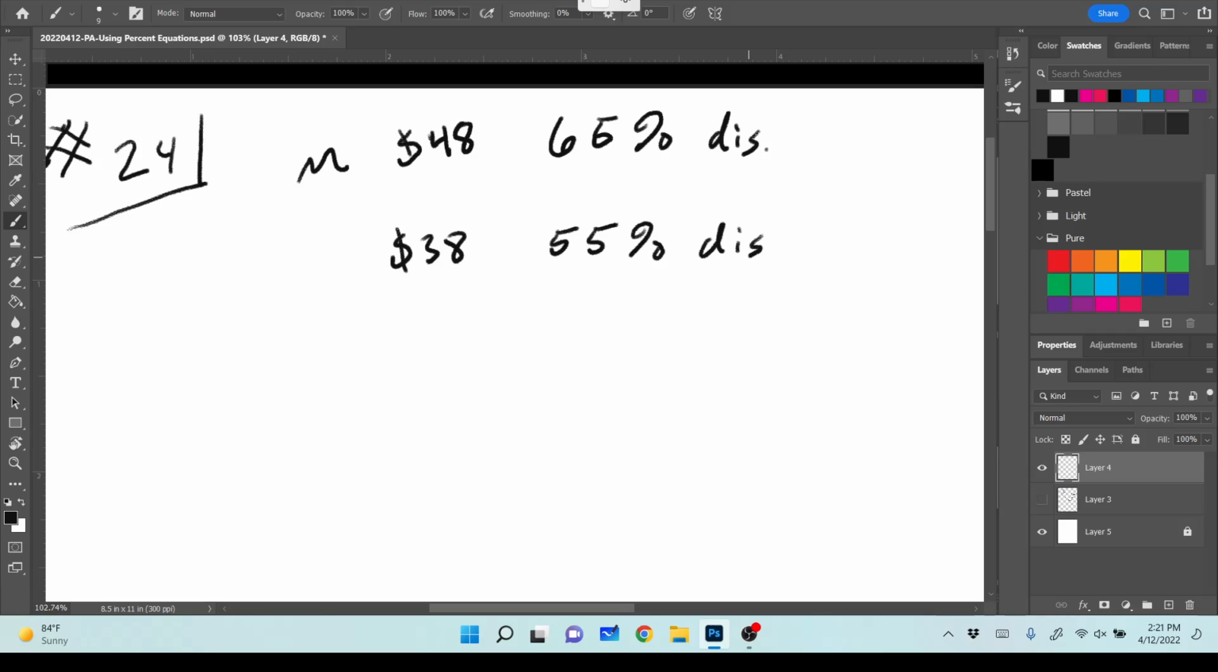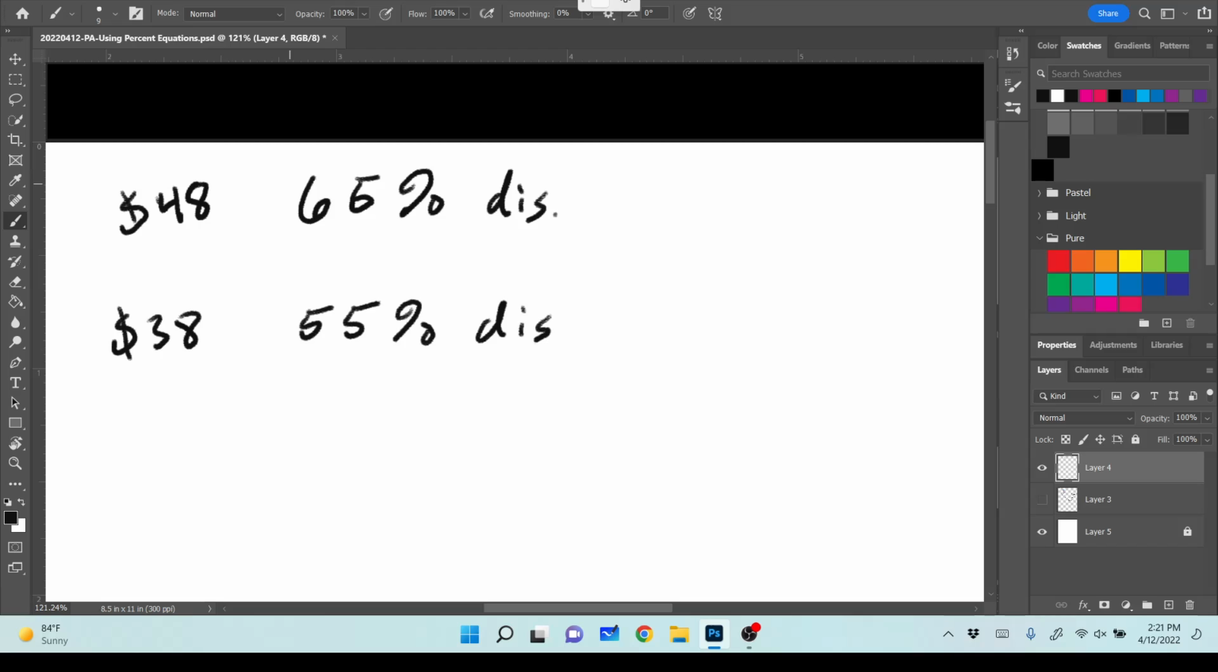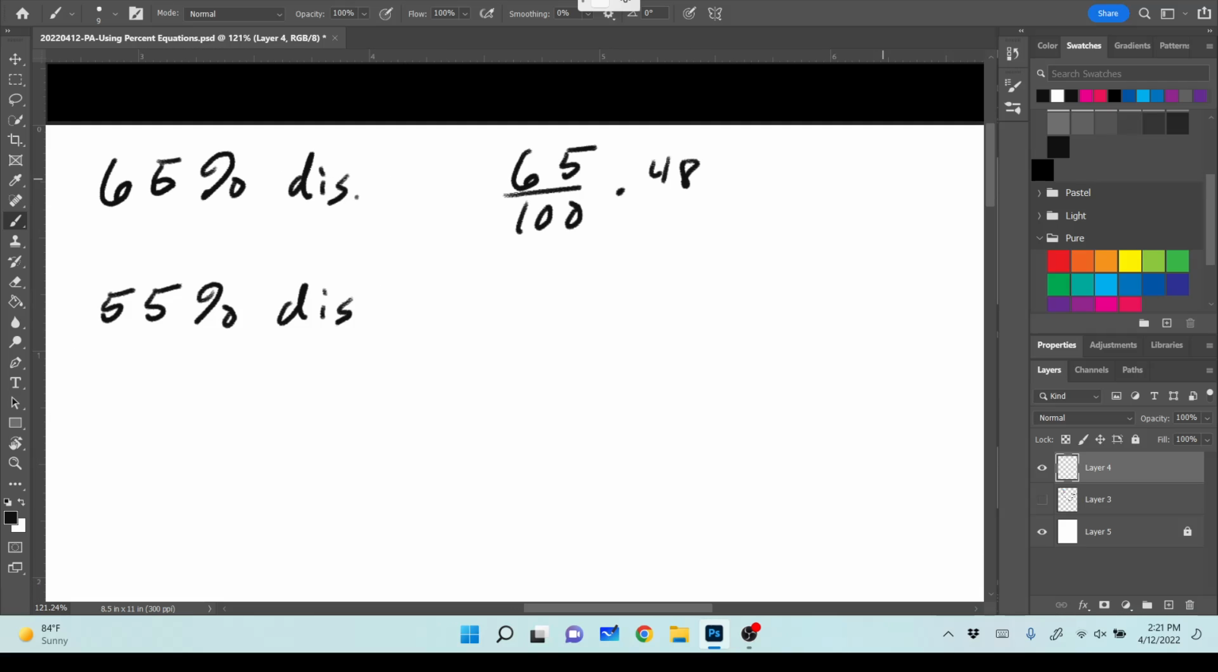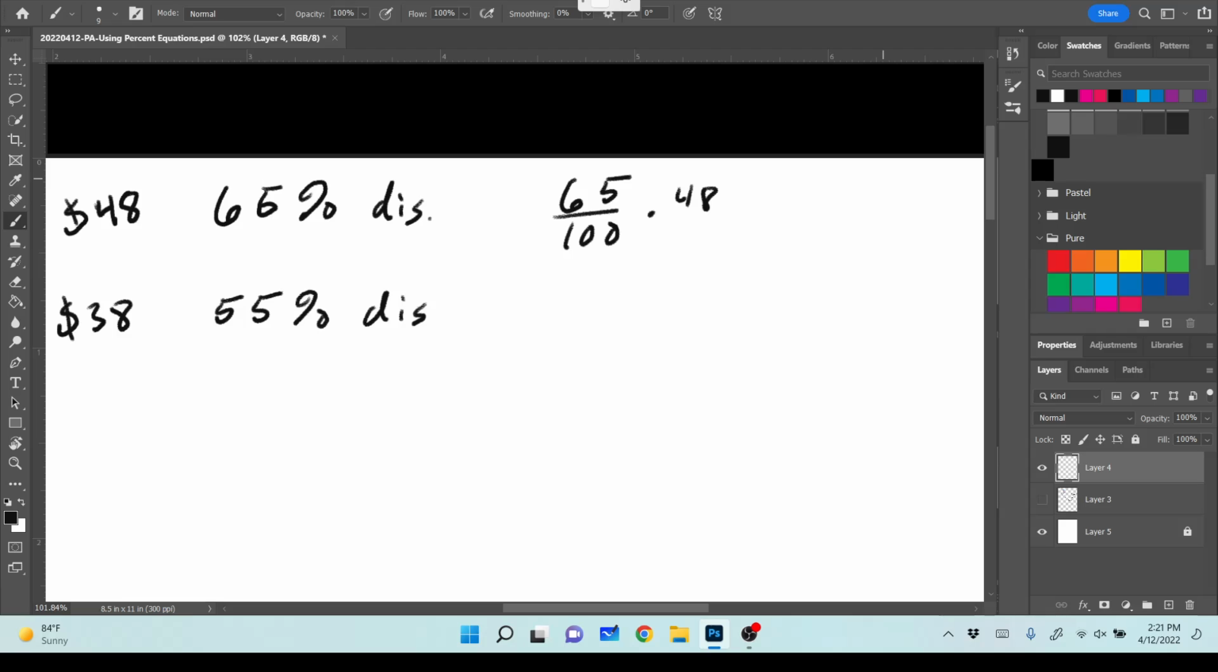So, what are we going to do? You multiply 65, or 0.65, or 65 over 100, any of the above, times 48. Which gives you what? It gives you 31.2.